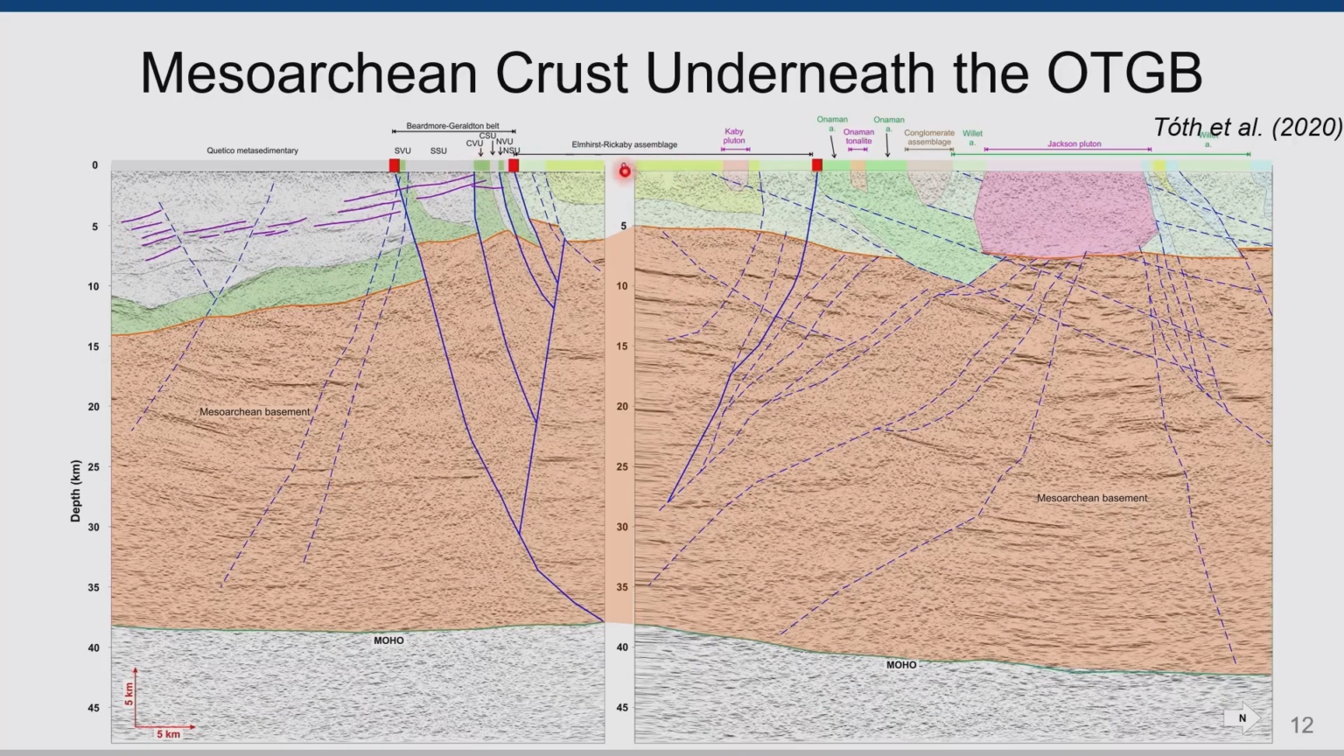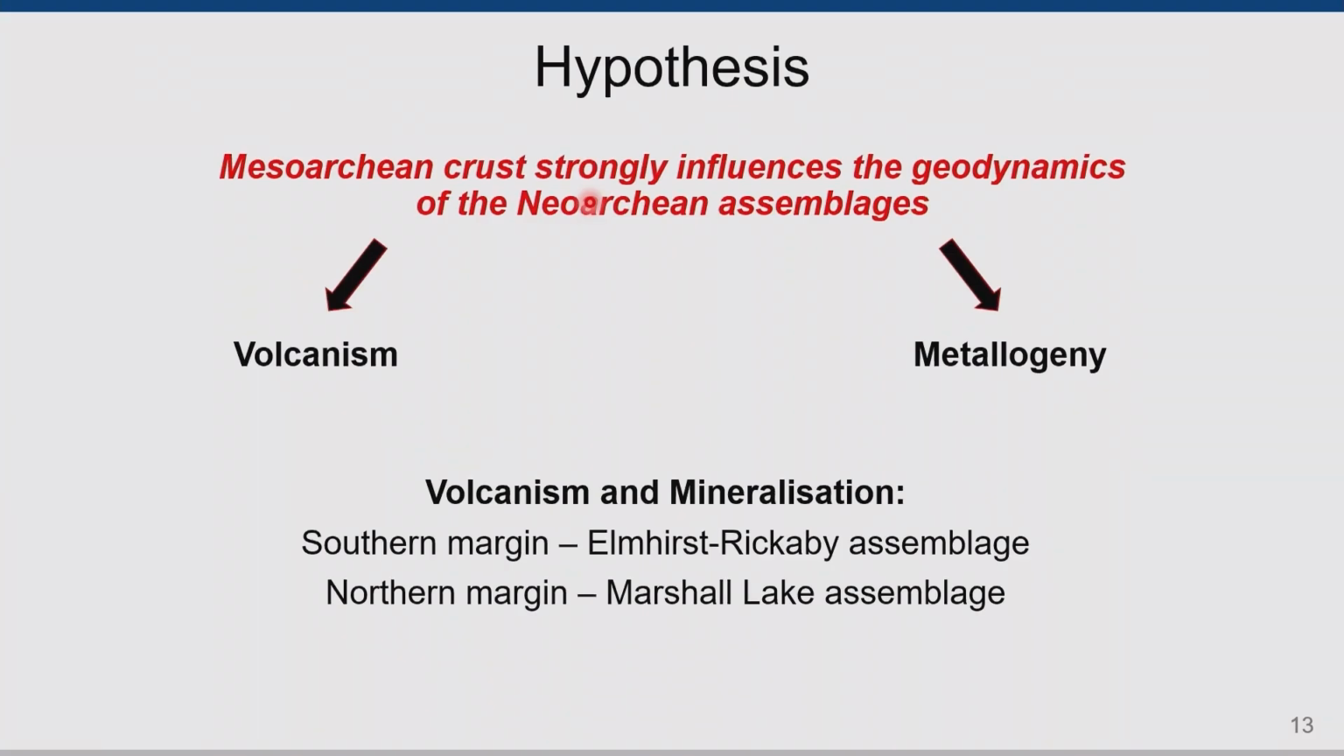And so that was a bit of a long-winded intro, but I was all trying to get to here, and that's the central hypothesis of this paper and really of my thesis, and that's that the Mesoarchean crust strongly influences the geodynamics of Neoarchean assemblages, and that happens because it changes the volcanic stratigraphy, it changes the volcanism, the style of volcanism, and that all feeds in to create differences in metallogeny. And it's not just a difference in endowment, it's a difference in metallogenic sequence. You do not have the same style of deposits. You actually have different deposits within this greenstone belt. And that has really confused companies trying to do exploration in this area.